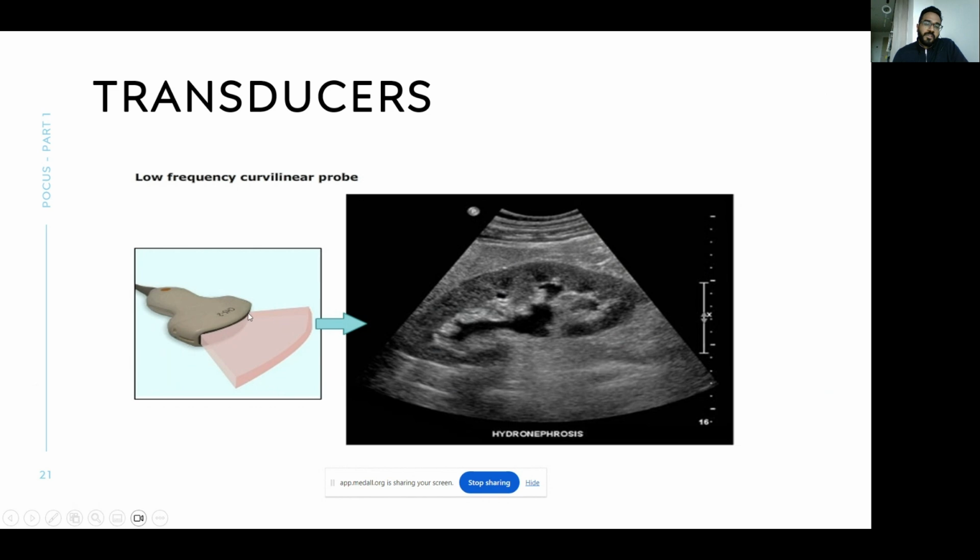Next is the low frequency curvilinear probe. You can see that the sound waves are fanning out from the surface of the probe, which classically gets you this image, which is what we always visualize whenever we think about ultrasound. Now, this image is that of the kidney, and the advantage is that this is a very low frequency probe and the most commonly used probe. The frequency is around, I think, 1 to 4 megahertz, and the maximum depth it can reach is 30 centimeters with the low frequency curvilinear probe.